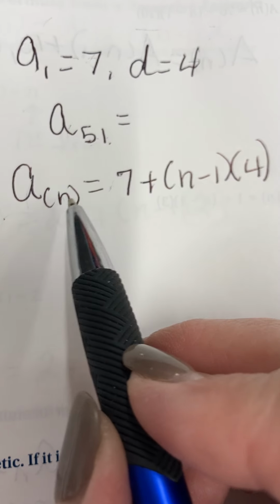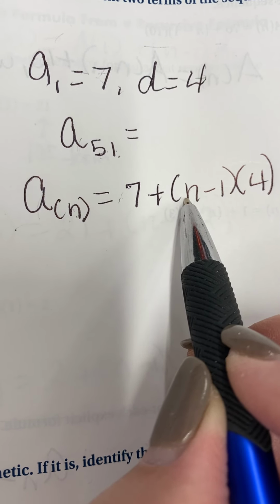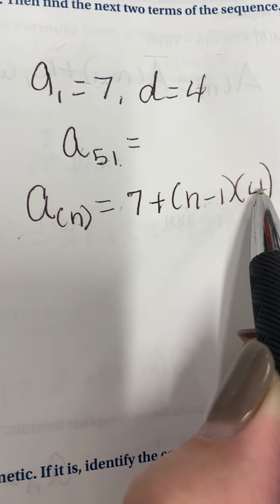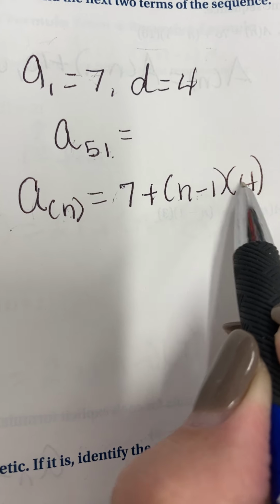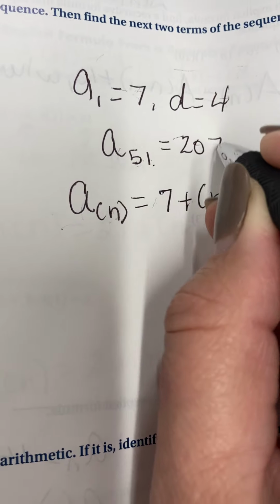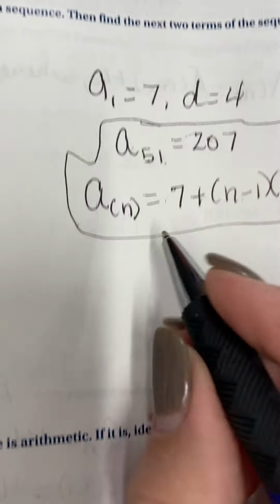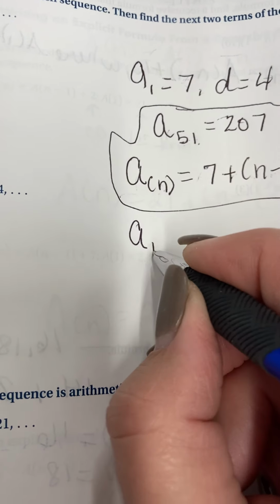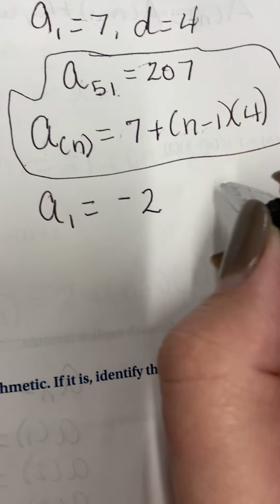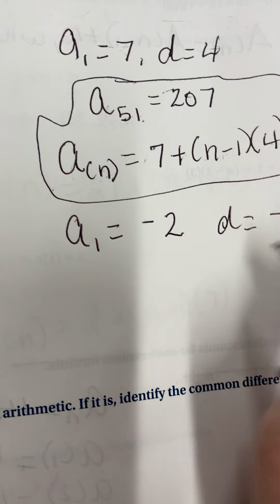So I want a of 51. That's what this is. So I'm going to put 51 in here. 51 minus 1 is 50. 50 times 4 is 200. Well, 200 plus 7 is 207, which means my 51st term is 207. All right, let's try another one. So first term, let's say, is negative 2, and we have a difference of negative 4.